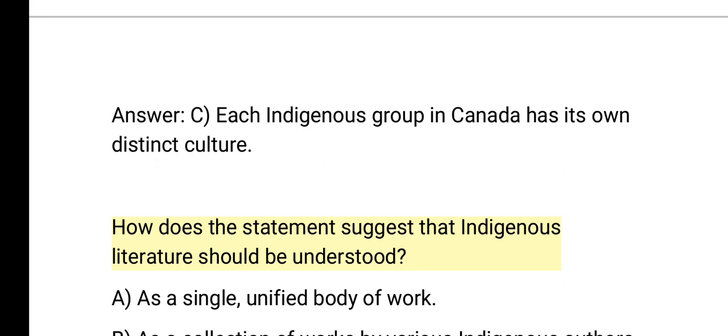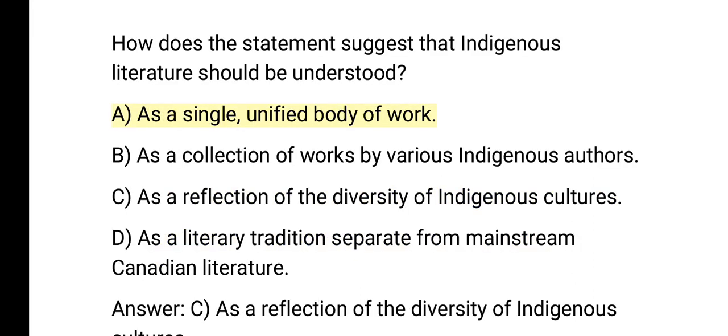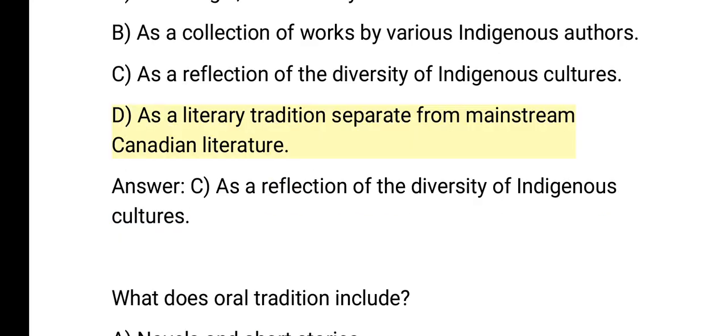How does the statement suggest that Indigenous literature should be understood? A. As a single, unified body of work. B. As a collection of works by various Indigenous authors. C. As a reflection of the diversity of Indigenous cultures. D. As a literary tradition separate from mainstream Canadian literature. Answer. C. As a reflection of the diversity of Indigenous cultures.